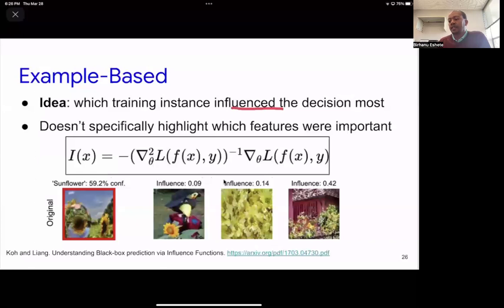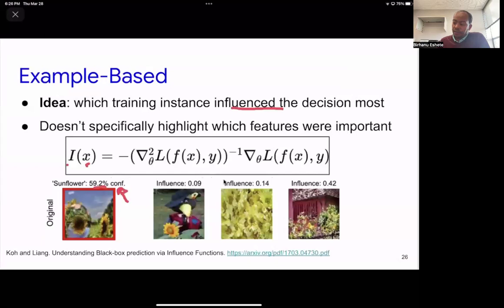The way this is done is by computing what we call an influence score for the input. Also note that this doesn't specifically highlight which features are important. It simply tells you examples of inputs that influenced the decision. So for the prediction that says sunflower with this much confidence, that's our prediction over here. These are the influence scores that are provided for different inputs.